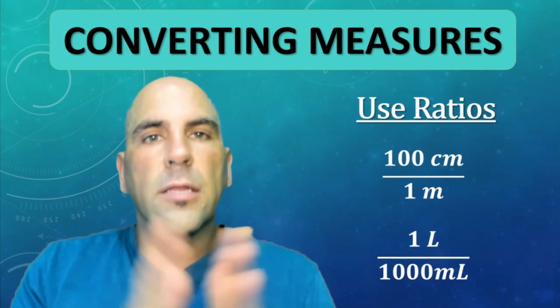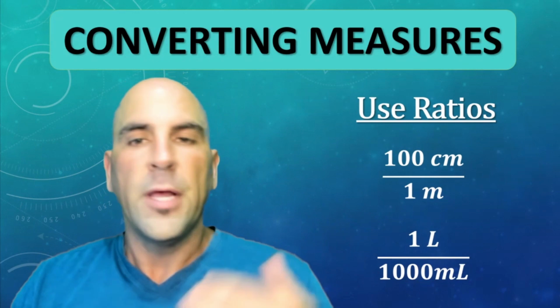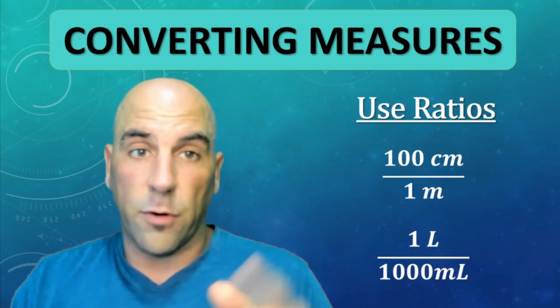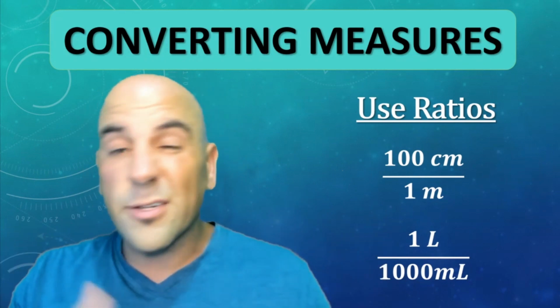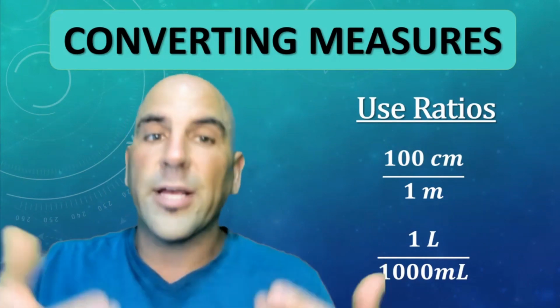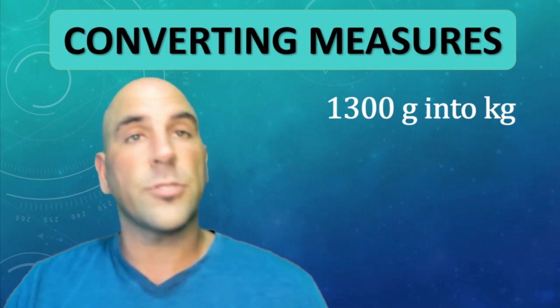Measures, and let's do it by using ratios to convert different units to another. Like we'll use this ratio sometimes, centimeters to meters, if we're converting meters to centimeters or vice versa. We'll use the liter to the milliliter, since there's 1,000 milliliters in a liter, when converting liters to milliliters and vice versa.